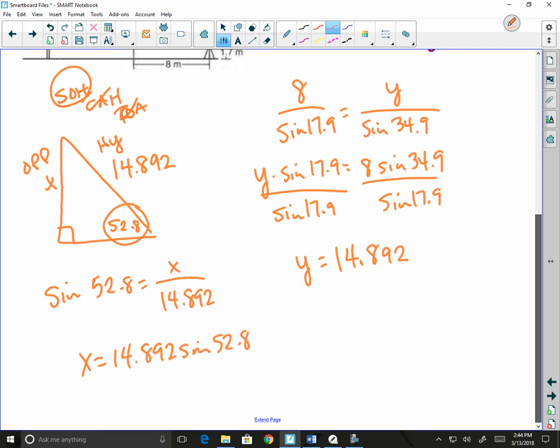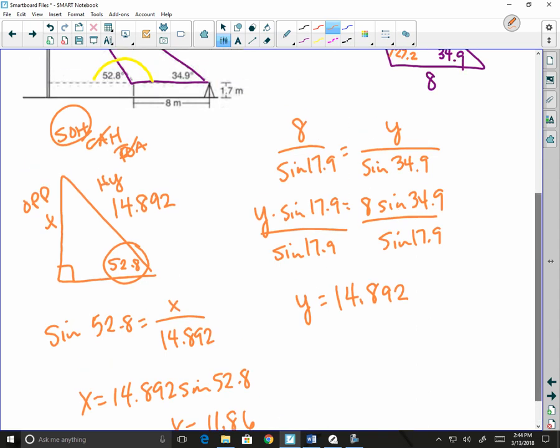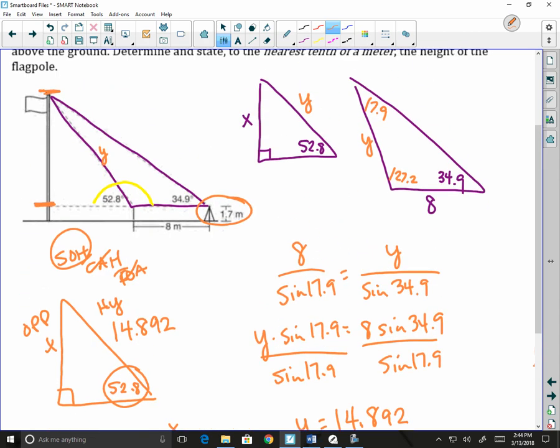And type it in my calculator. So I have 14.892 sine of 52.8. So I have x equals 11.86, which unfortunately is not the height of the flagpole because of this pesky little cone thing here. So that's really just the height from here to the top of the flagpole. So 11.86 is that. So to have the flagpole height, I have to add that to 1.7.